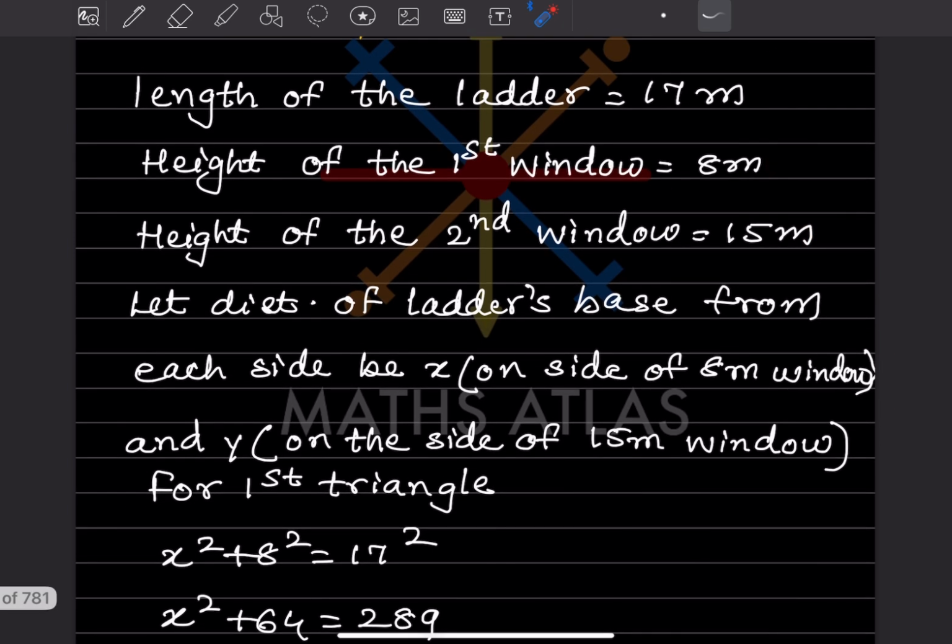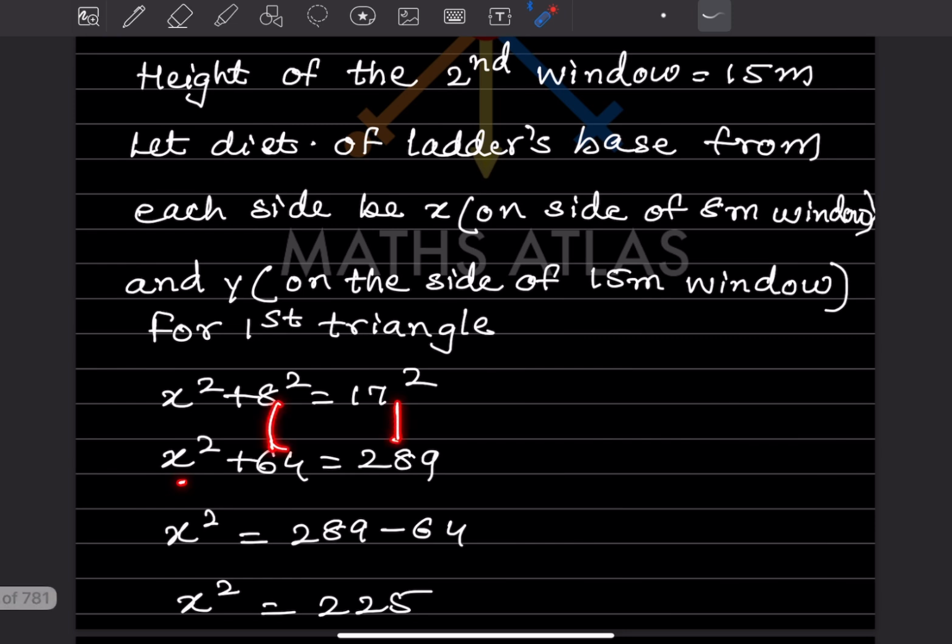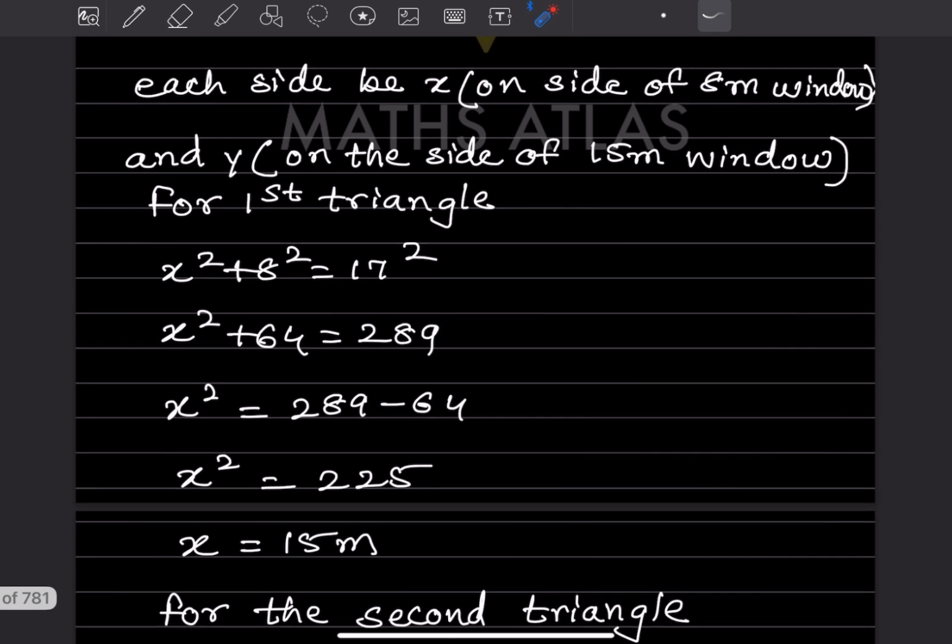So now there will be two triangles. For the first triangle, we are going to consider this height, and the one side as the base, that is going to be x. So this will be x square plus 8 square, and the length is given as 17 meters, so 17 square. So x square plus 64 is 289. So x square will be 289 minus 64, so x square is going to be 225. When you take the square root of both sides, x is going to be 15.